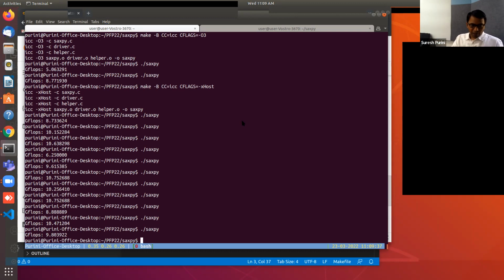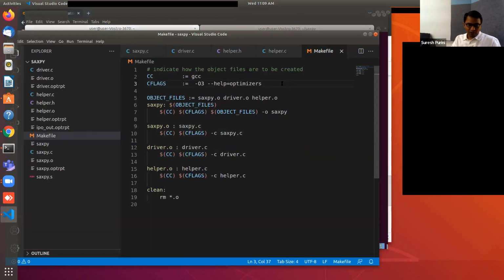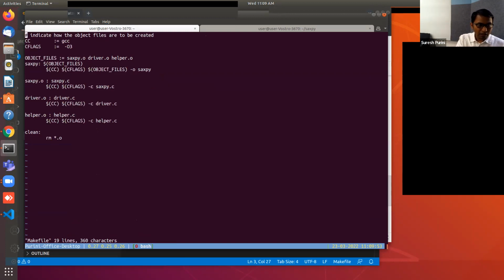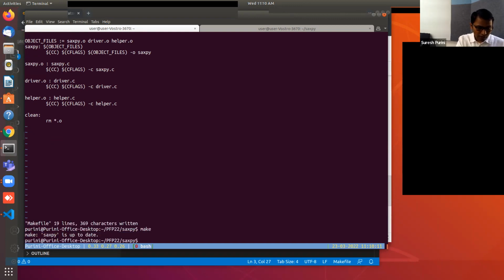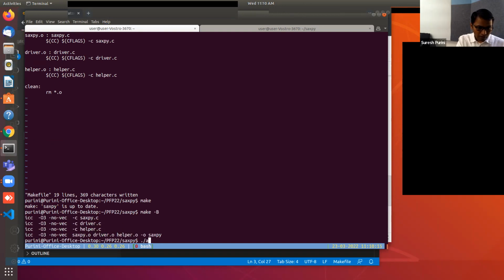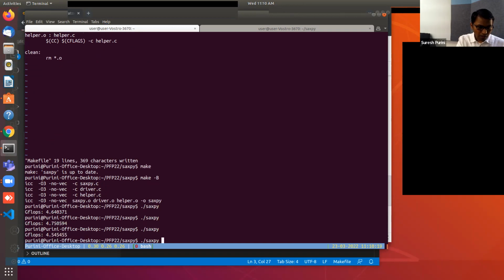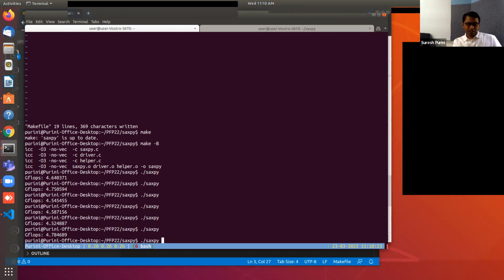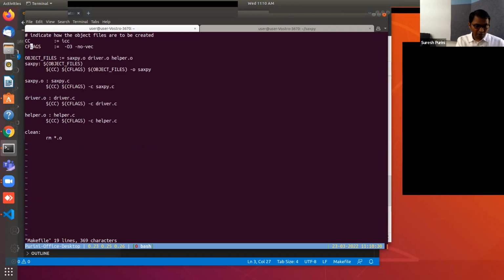And let's disable vectorization explicitly and see whether we will be able to get the same kind of performance. Okay, so let's say I say -no-vec. Again I will have to make the file. No vectorization. So when we disable vectorization, 4.8 is the maximum gigaflops we are able to get. But let's say if we enable vectorization.